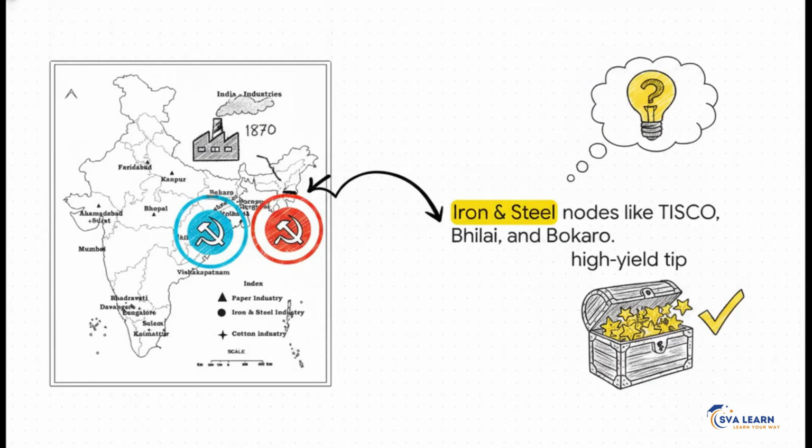Now, thinking about where these are located, the very first steel plant was actually established way back in 1870 at Kulti in West Bengal. But here is a massive high-yield tip for you. Definitely lock Bokaro and Bhilai into your spatial memory. Why? Because the previous year's multiple-choice question specifically asked which plants were established with Russian help. The answer is Bokaro and Bhilai. For sure, remember that one.